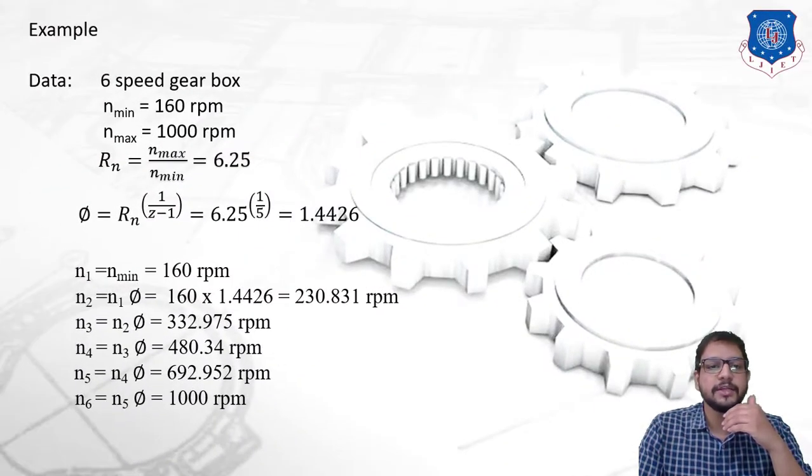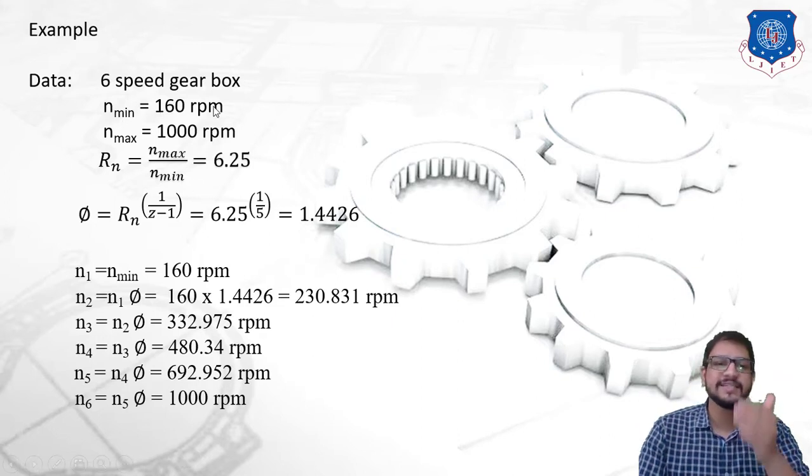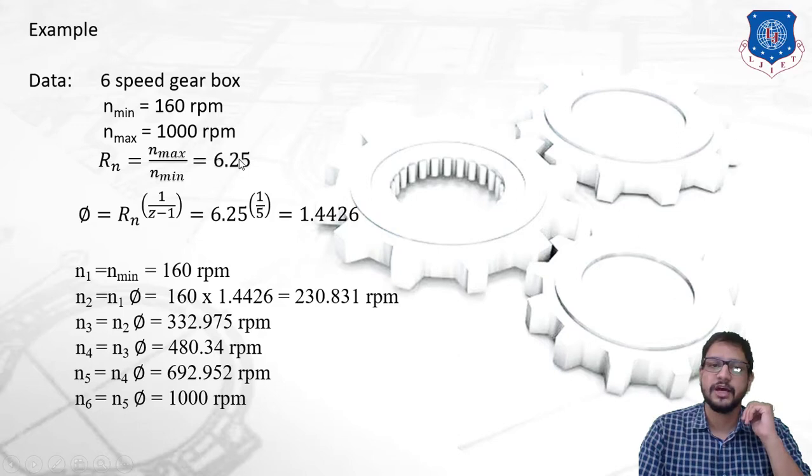This example is based on the equations which we have seen. Let's say the data given is a 6-speed gearbox. N minimum is 160 rpm and maximum is 1000 rpm. From this equation, only these three data are given: that is 6-speed, which means Z is equal to 6, N minimum, and N maximum.